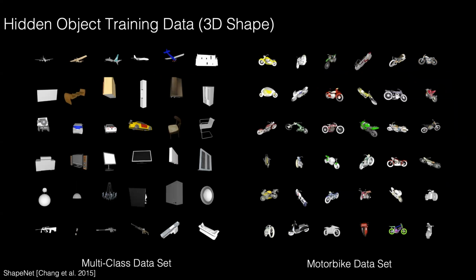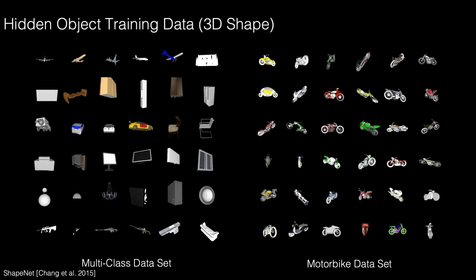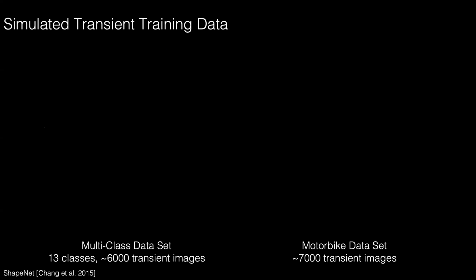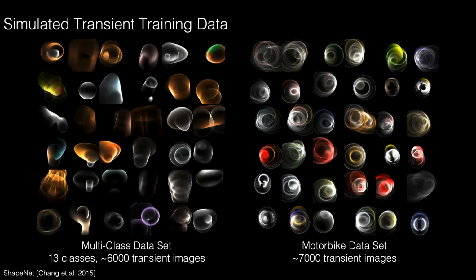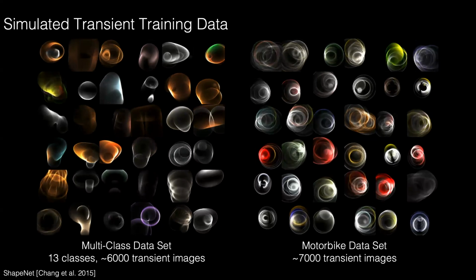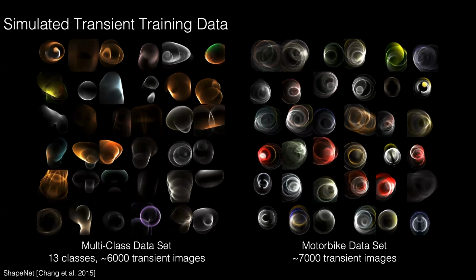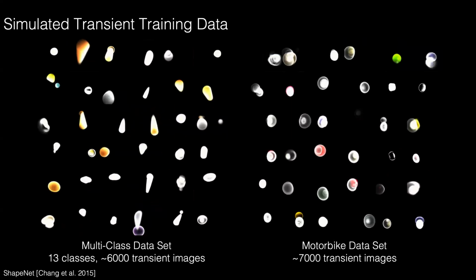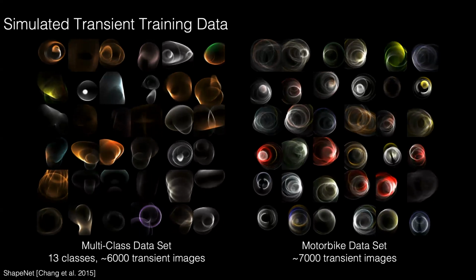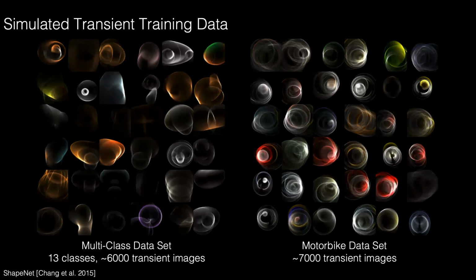Using our fast rendering approach, we render a training dataset using the ShapeNet multi-class and motorbike dataset as hidden object geometry. Here are visualizations of the simulated training data. As a result, we've created the largest dataset for non-line-of-sight imaging, consisting of 13 classes and about 6,000 transient images for the multi-class dataset, and about 7,000 transient images for the motorbike dataset.